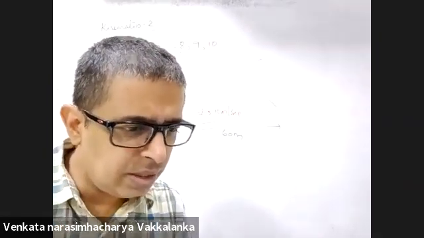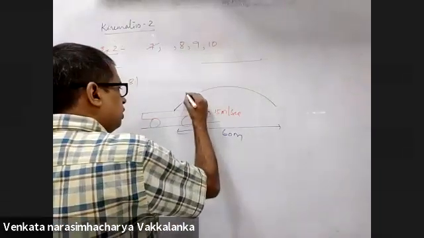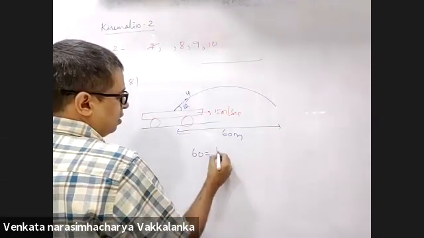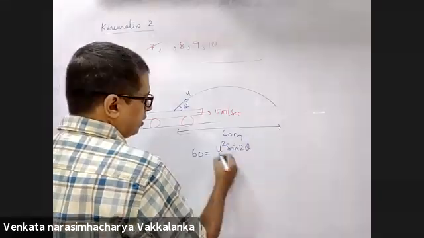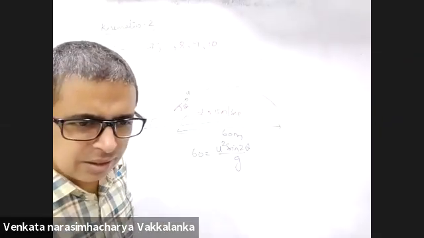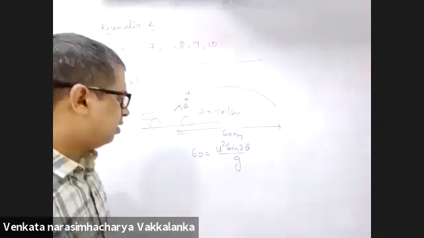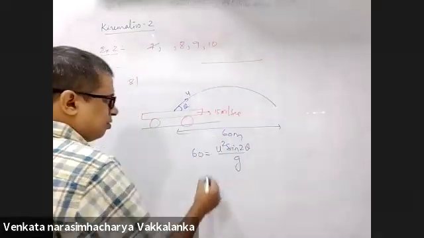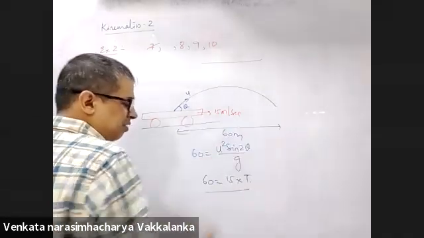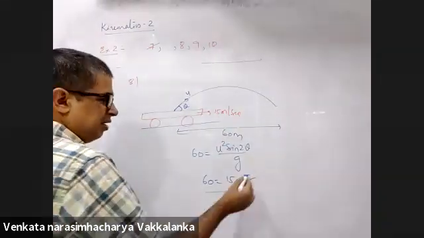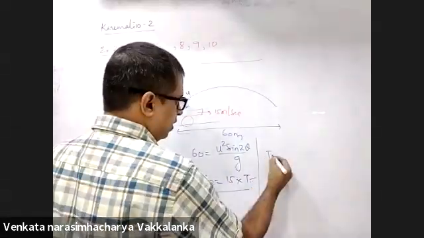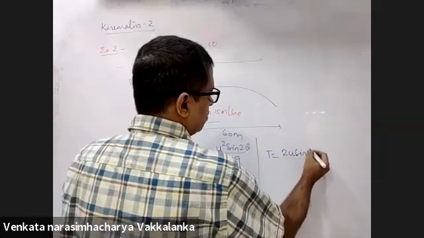Speed of the ball as seen by the truck, angle of projection, u, theta. Range is 60 meters is equal to u square sin 2 theta by g. एक इक्वेशन आ गया और टाइम या क्या दिया था उसने? हाँ, in this time 60 meters will be equal to 15 into time. The platform is moving with 15, so I get time of flight. From time of flight, the second equation will be t equal to 2u sin theta by g.